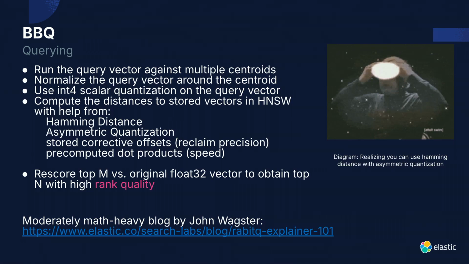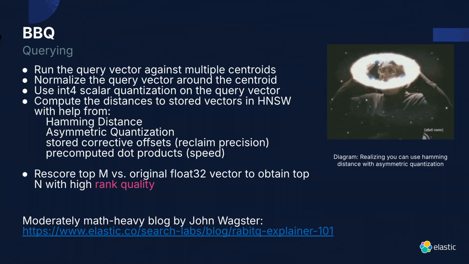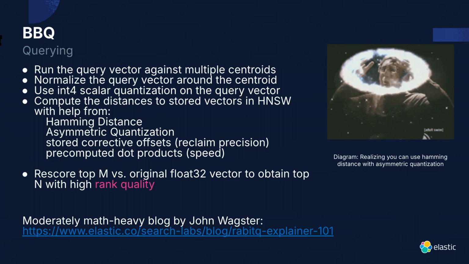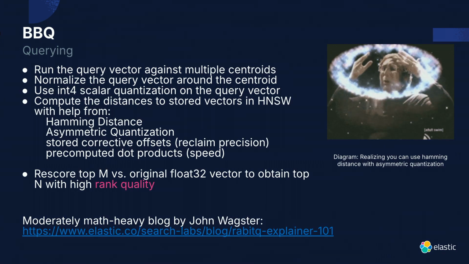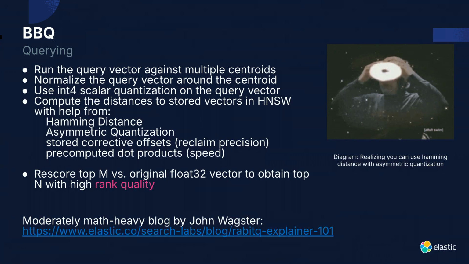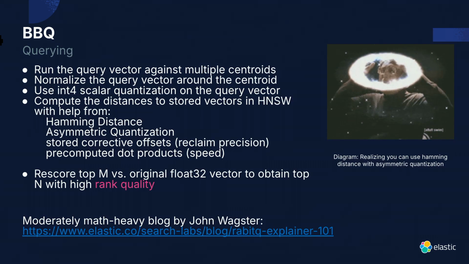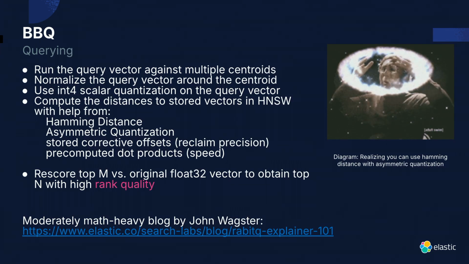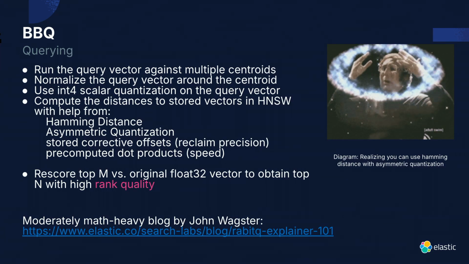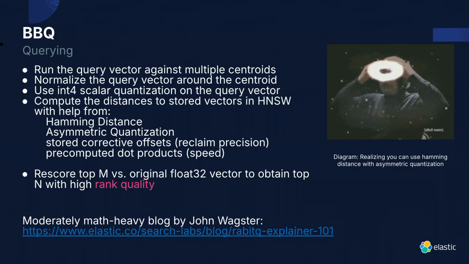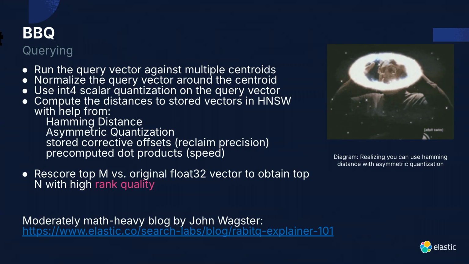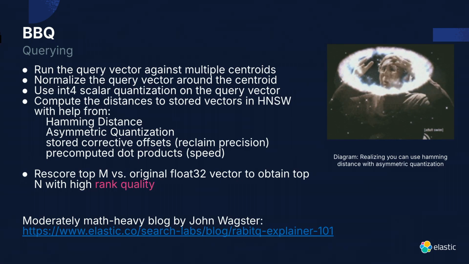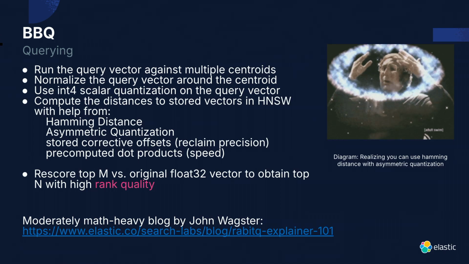Now at query time, we run this query vector against multiple centroids, normalizing the query vector around that centroid. And when we're vectorizing the query, we use int4 scalar quantization on the query vector. Now, I know I said bit quantization, so what's up with that? This is a technique called asymmetric quantization, and it works really well to generate the recall that we want. There's also some other things that we do. Remember the corrective offsets at indexing time? That helps us get much more precise. And pre-computing the dot products instead of cosine speeds up our vector search significantly.